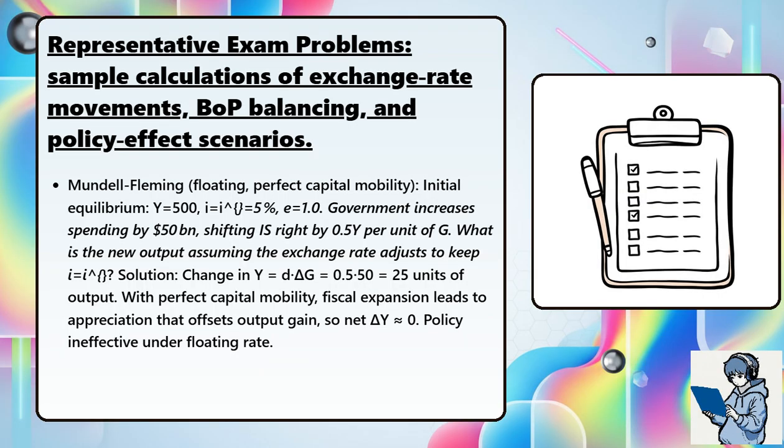Mundell-Fleming model, floating exchange rate with perfect capital mobility. Initial equilibrium, output equals 500, interest rate equals i* equals 5%, exchange rate equals 1.0. Government increases spending by $50 billion, shifting the IS curve right by 0.5 Y per unit of government spending. What is the new output, assuming the exchange rate adjusts to keep interest rate equal to the world rate?